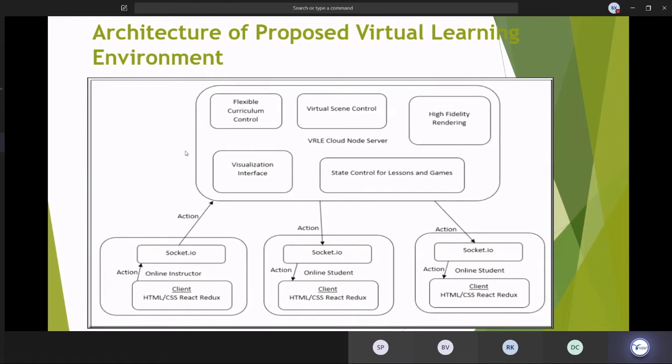The interface for the online instructor enables the online instructor to gather all the necessary material they want to post on the virtual reality learning environment and send it to the Cloud Node server. Similarly, the online students can use their interface to download or access these materials from the virtual reality learning environment Cloud Node server.